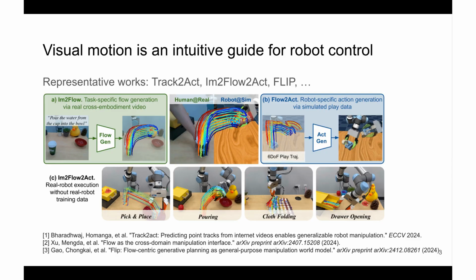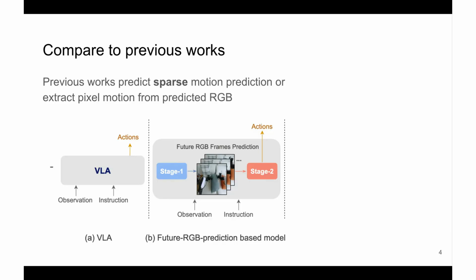Actually, there are many previous papers trying to do such a thing. For example, Track2Act, Im2Flow2Act, FLIP, and so on. However, all these works only predict sparse motion, and they rely on external object detection or tracking methods. The sparse motion may not have enough details needed for precise control, and the prediction results could be noisy. There is another thread of work that predicts the future RGB frames, and then extracts the optical flow from the predicted frames. But predicting multiple RGB frames is generally challenging and time-consuming.